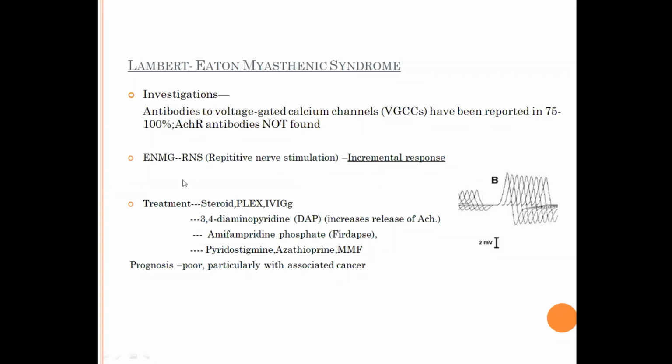The treatment remains more or less the same because this is also immune-mediated, but there is one drug, 3,4-diaminopyridine, which increases release of acetylcholine, that is used. Prognosis is poor because of most often underlying cancer. The important point is that the cancer may follow the myasthenic syndrome. So when you diagnose Lambert-Eaton myasthenic syndrome, you should specifically look for underlying cancer.